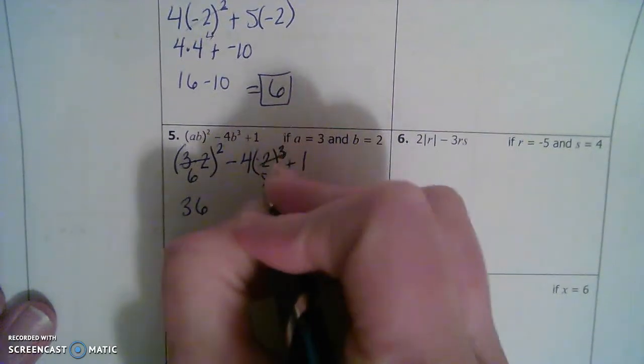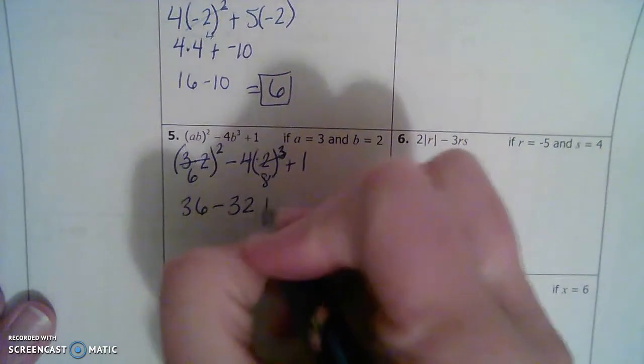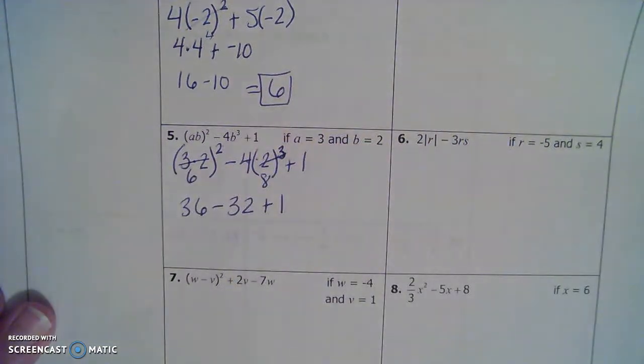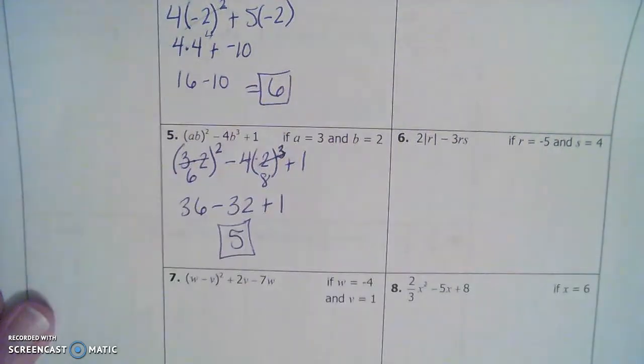2 to the third is 8. 4 times 8 is 32. So 36 minus 32, and then don't forget the plus 1. So our final answer for that one is 5.